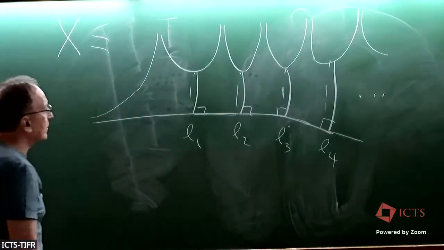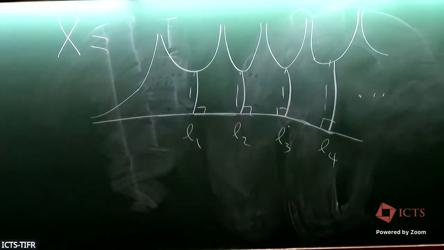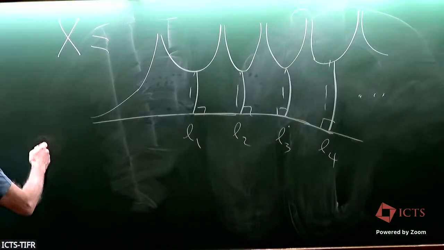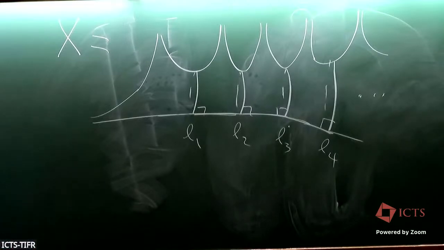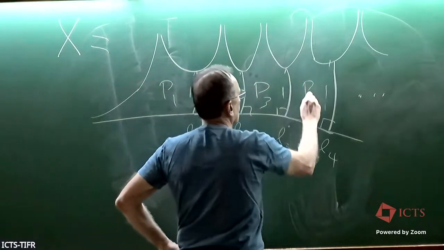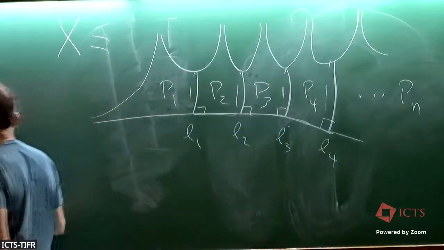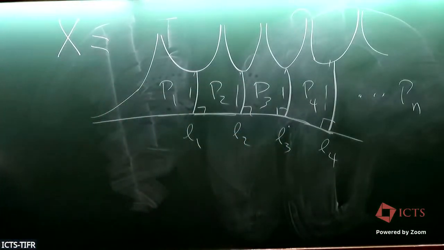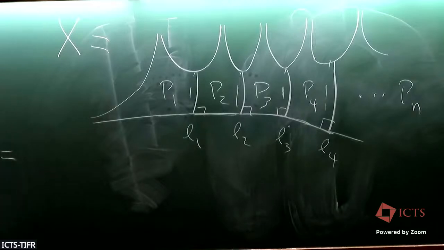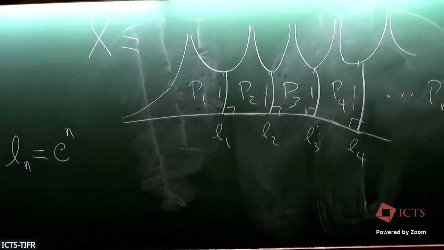And I want to choose the lengths to grow very fast. Okay, so if this is P1, P2, Pn out here, so I want the length Ln to be, let's say it's e to the n. Okay, so they're growing very fast.